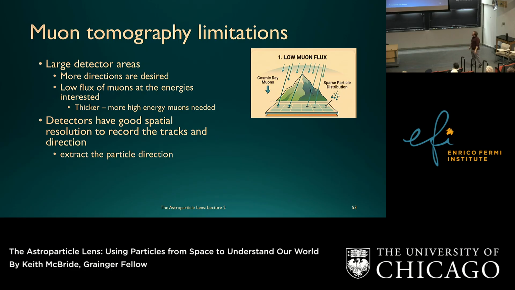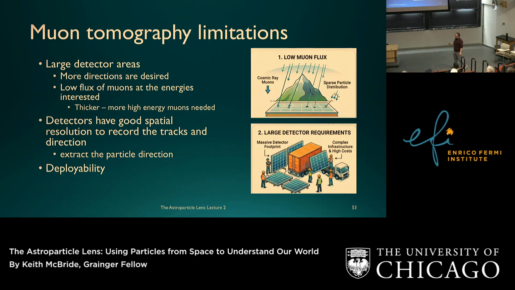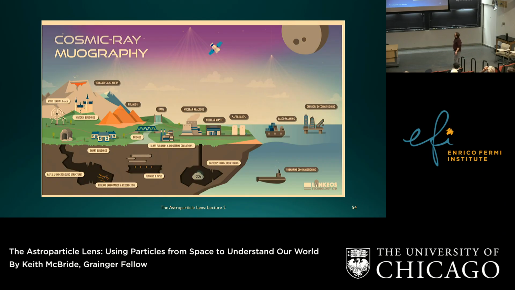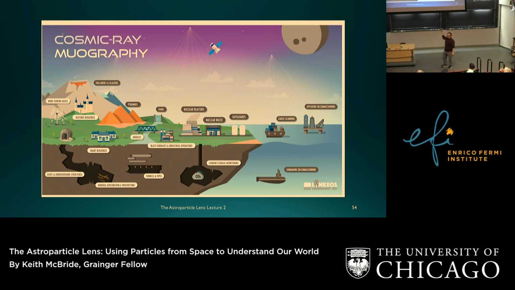But you also need detectors that have good spatial resolution to extract the particle direction, for example, and you also need deployability. You need to be able to put these detectors in tents around pyramids or near volcanoes out in the wilderness, so make them compact and transportable. But it sounds like there's a lot of awesome, interesting things to come from cosmic ray muon tomography.